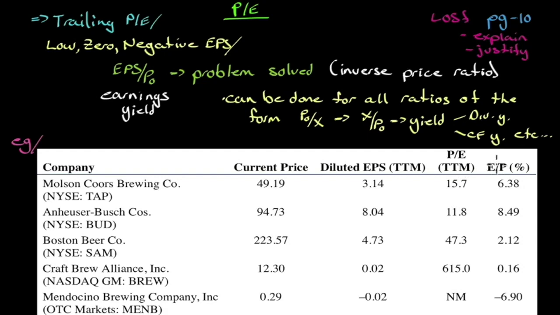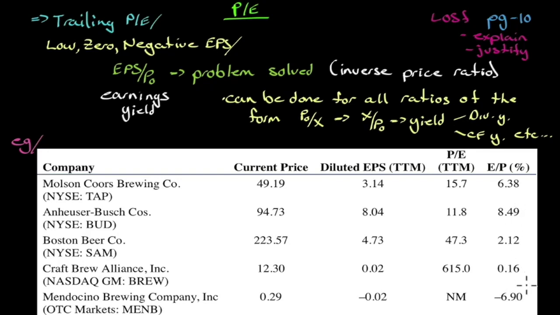But if we put it into an earnings yield, look, it fixes everything. The Craft Brew Alliance, which has the lowest earnings and the highest trailing PE, ends up with an earnings yield of 0.16. So now you can actually put them in descending order, and it makes sense. We see Anheuser-Busch, which has a very low PE of 11.8, has the highest earnings yield, 8.49%, followed by Molson's, which is attractive at 6.38. And we can see that we can handle a negative. Not only can we get rid of the not meaningful, but it's negative 6.9 on the earnings yield.